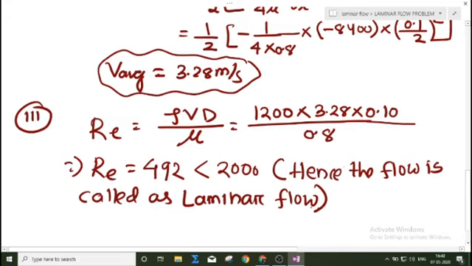So I think it is clear to all of you right now. We have solved 3 numericals of various types. I hope you are enjoying this.